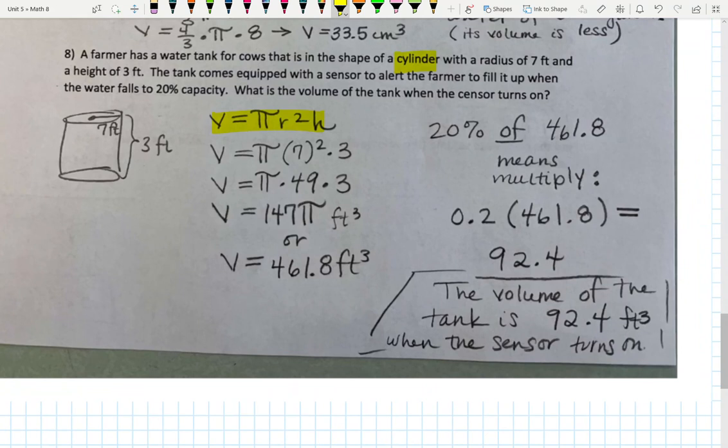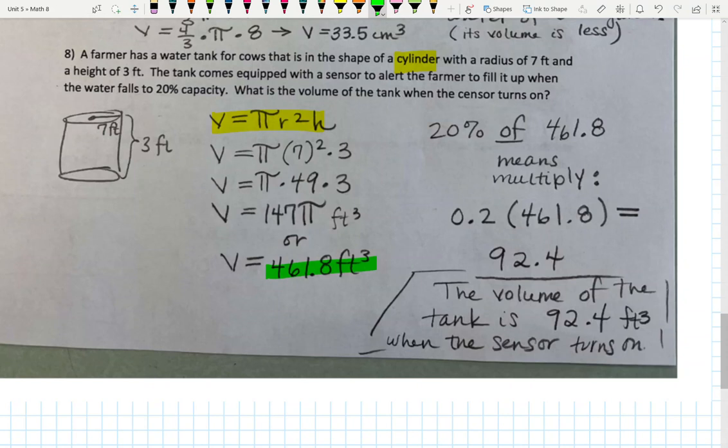It says the tank comes equipped with a sensor to alert the farm to fill it up when the water falls to 20% capacity. What's the volume of the tank when the sensor turns on? So at this point, what you're looking at is solving for the volume. And typically, that's just our regular formula. So when you get it and finish it, you get 461.8.